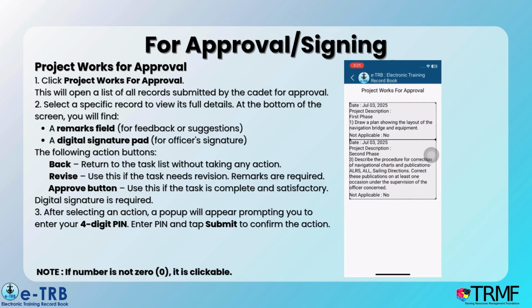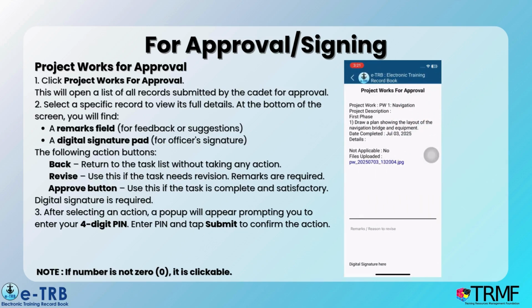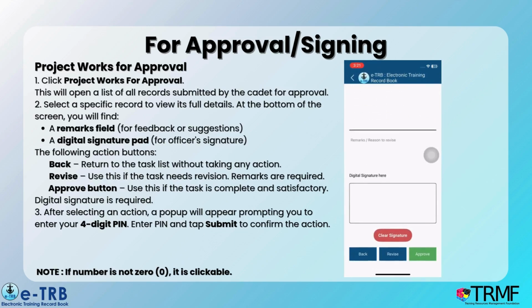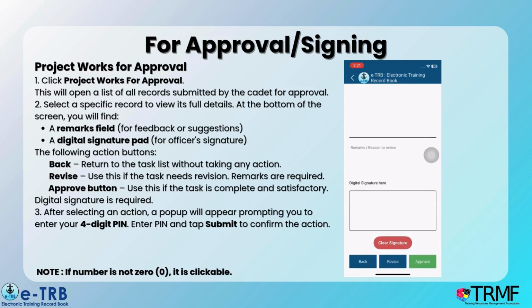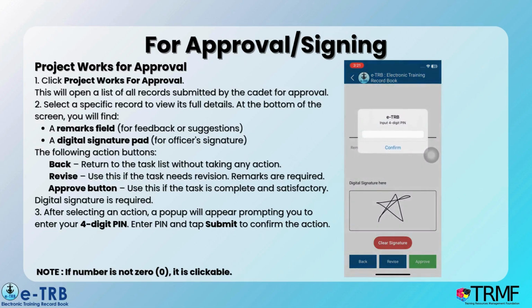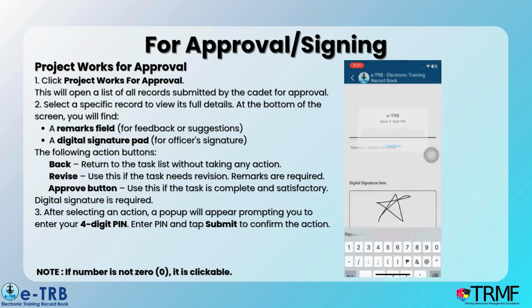At the bottom of the screen, you will find a Remarks field for feedback or suggestions, a digital signature pad for the officer's signature, and the following action buttons. Back: return to the task list without taking any action. Revise: use this if the task needs revision. Remarks are required. Approve button: use this if the task is complete and satisfactory. Digital signature is required.